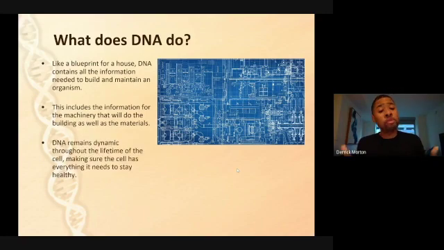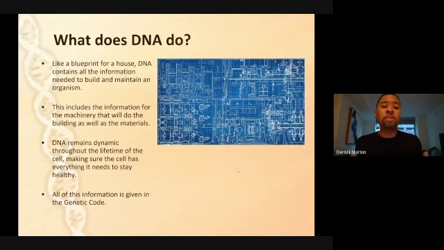And so DNA remains dynamic through the lifetime of the cell, making sure the cell has everything it needs to stay healthy. And so this is where we talk about the regulation of DNA. DNA is not a static molecule. You want to think about it as being very dynamic. It is being utilized to make different proteins or make things that we need that we're running low on. And so think about DNA as this very dynamic molecule that is working throughout the lifetime of the cell.